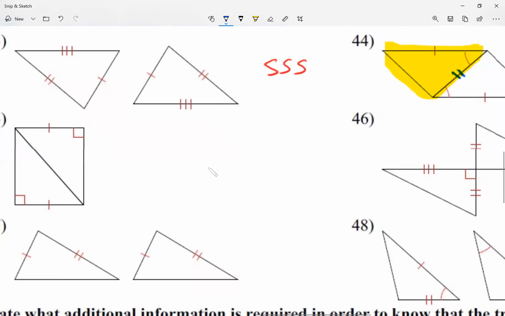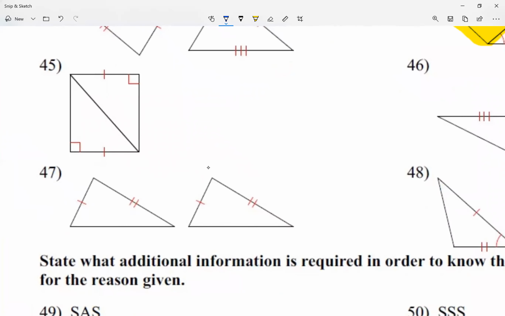Now let's take a look at number 45. I can mark this side. When two triangles share that side, I can mark it. I'm looking at this triangle here. Look at the markings. What I would recommend is always look at two of something, two sides or two angles. In this case, I marked two sides.